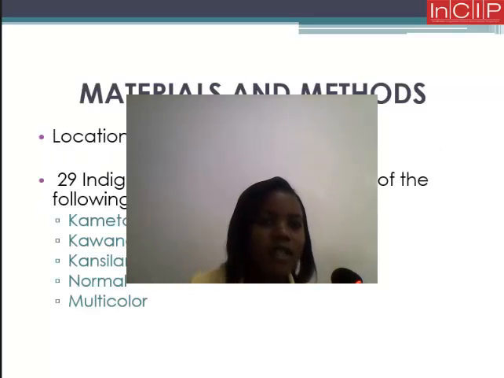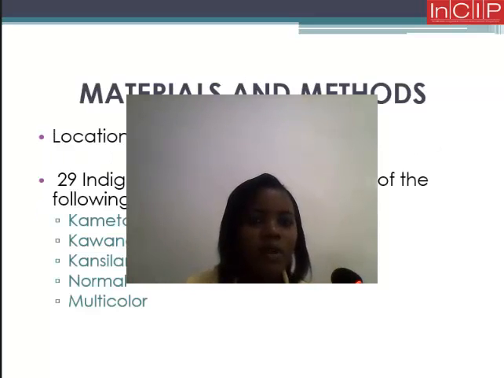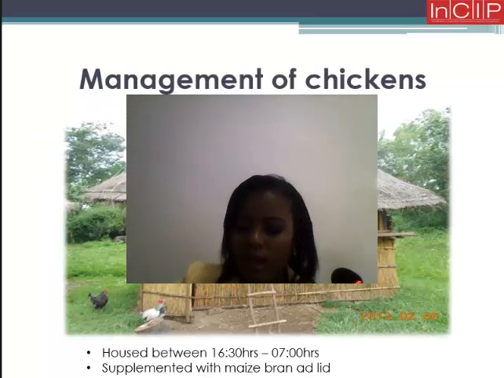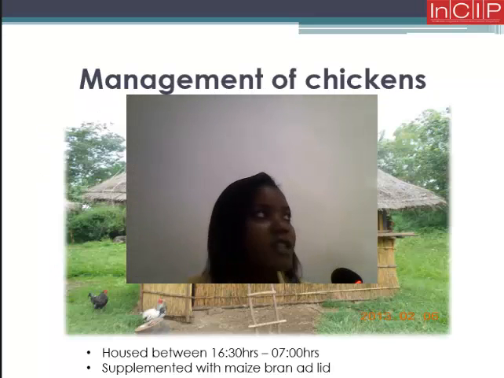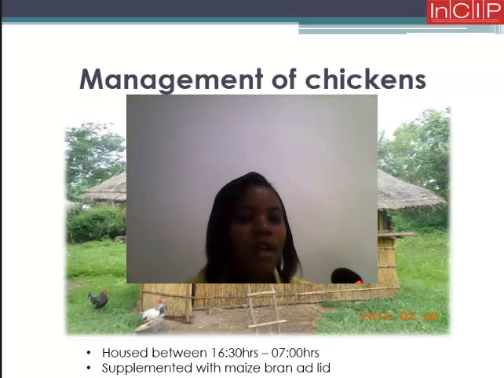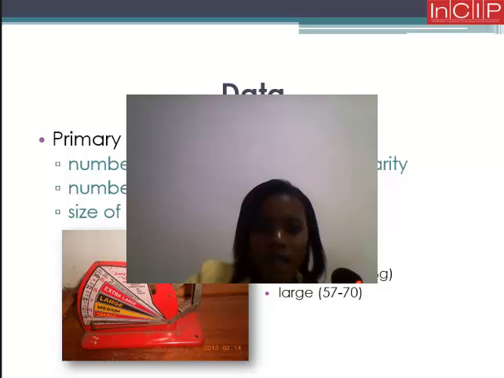This research was conducted at Sakula Farm, which belongs to the Department of Animal Science, and we used 29 indigenous chickens of parity 1 to 6, including Kameta, Kawangi, Kansilanga, Matikala, and Nomo. And these chickens were housed between 4:30 p.m. and 7 o'clock in the morning, and they were supplemented with maize bran ad-lib.